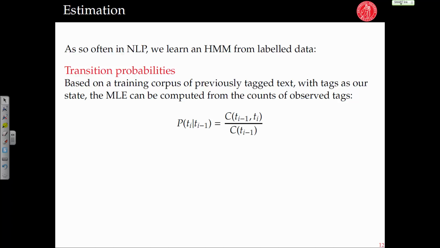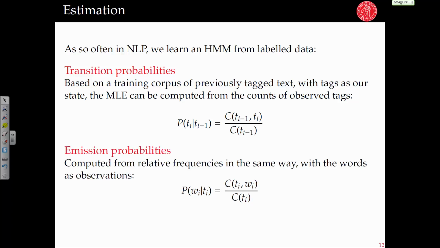So the probability of a tag ti, given the immediately preceding tag ti minus 1, would be the count of what we call the tag bigram, normalized by the count of the conditioning tag. So basically we count how many times we see ti minus 1 followed by ti, and then we normalize that by how many times we see ti minus 1, regardless of what happens afterwards. So this is exactly the same as we have done in n-grams, but here we're working with tags. There we were working with words. So this is the exact same equation.